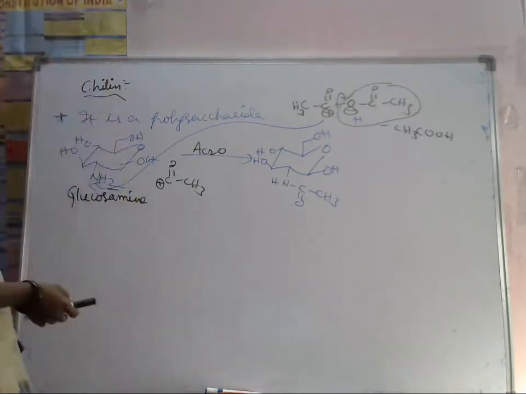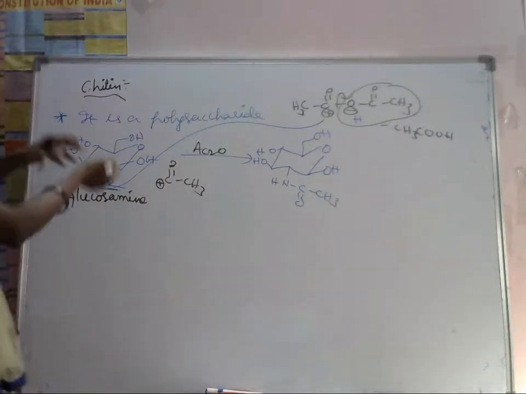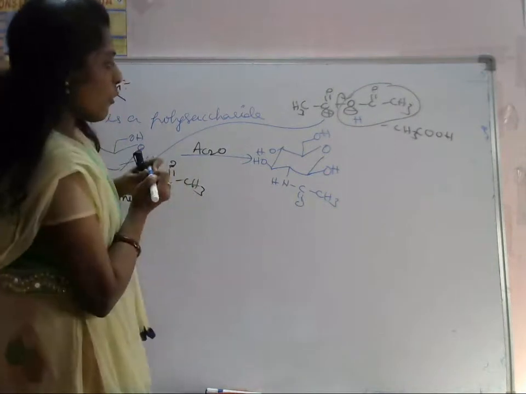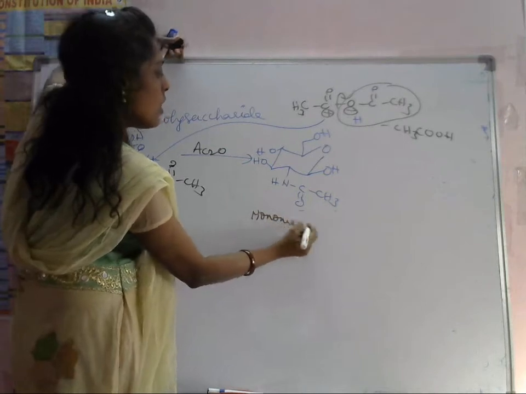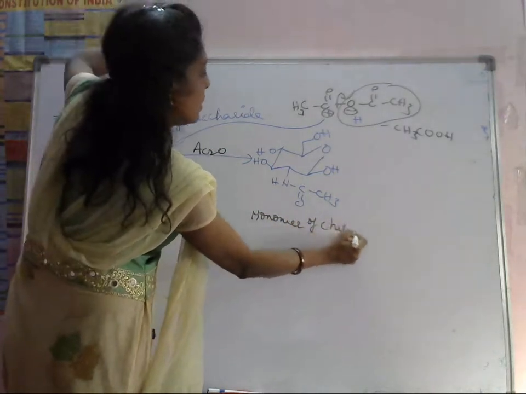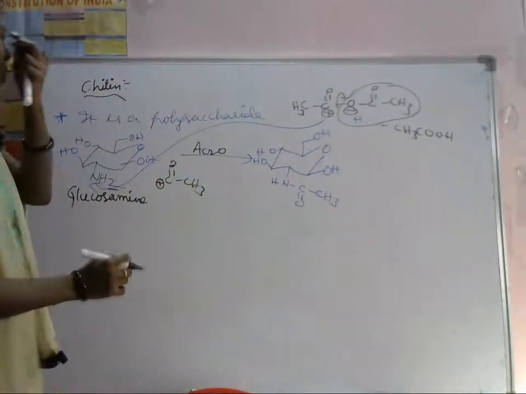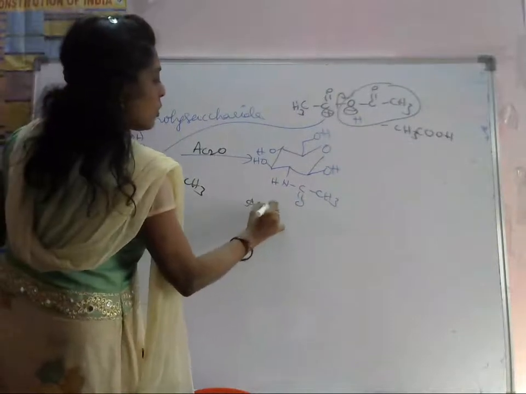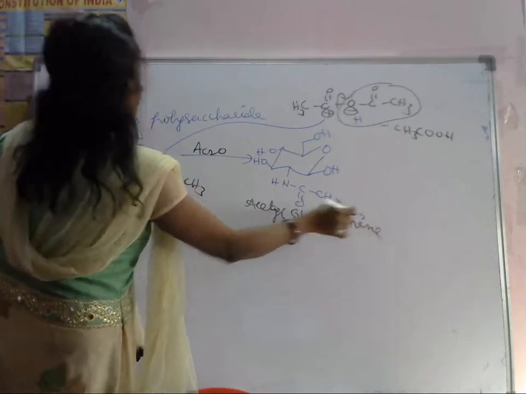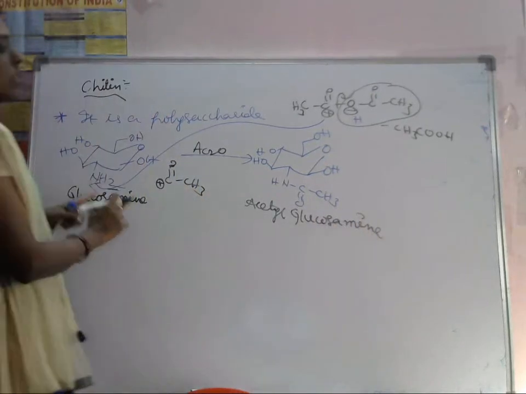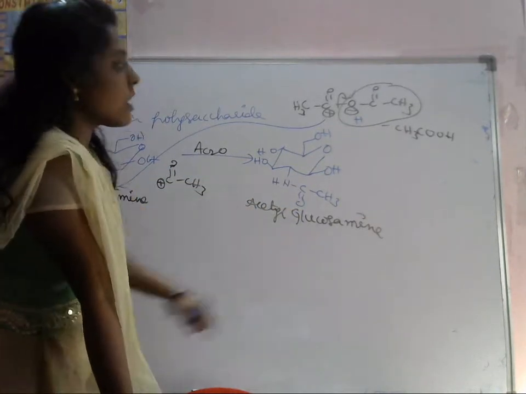So next one. So this is the first one. Next we have to combine. This is a polysaccharide, and this is the monomer unit of chitin. This is a monomer. This is nothing but acetyl glucosamine. Acetyl glucosamine means here we are replacing one of the hydrogens in this amine group with this acetyl group. So that's why it is called acetyl glucosamine.